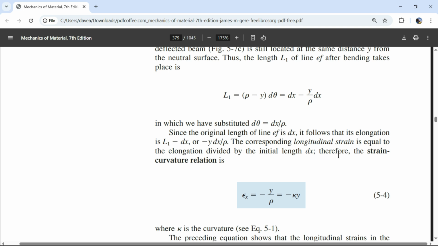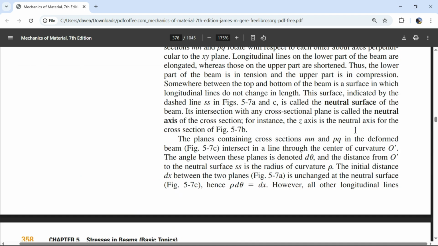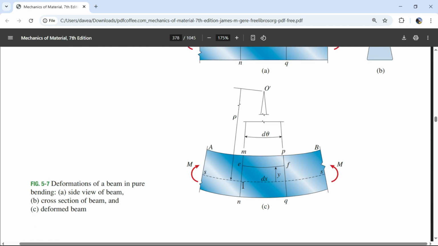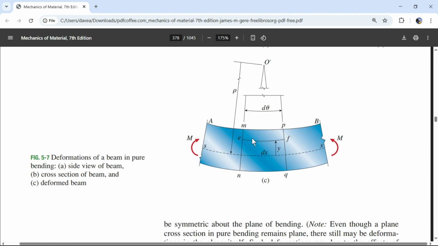So strain is change in length divided by original length. The original length is dx. Let's talk about this before we do the equation. We know this equation, hopefully we can do it from memory. It's dx minus rho divided by y dx. It's good to have an equation and get familiar with it. So we're going to say length final minus length initial. The dx's cancel, and now we just have negative y divided by rho dx. That's the change in length. The change in length divided by the original length, the dx's cancel, and so strain is negative y rho.